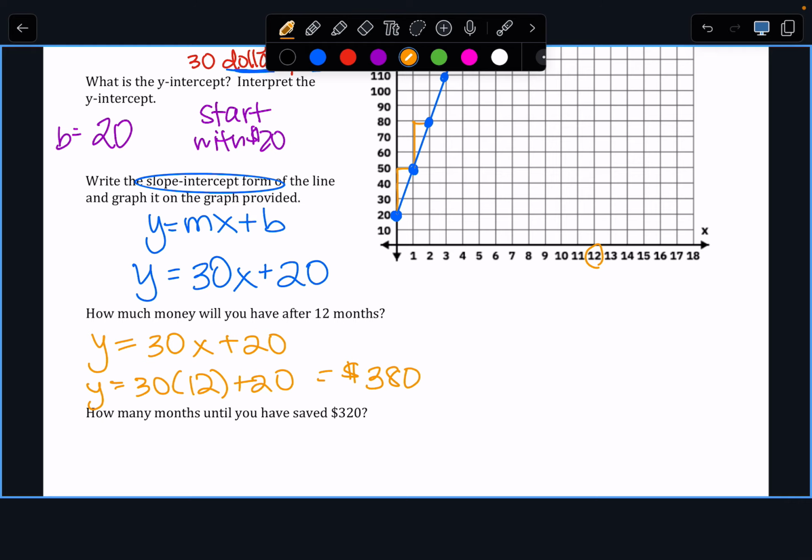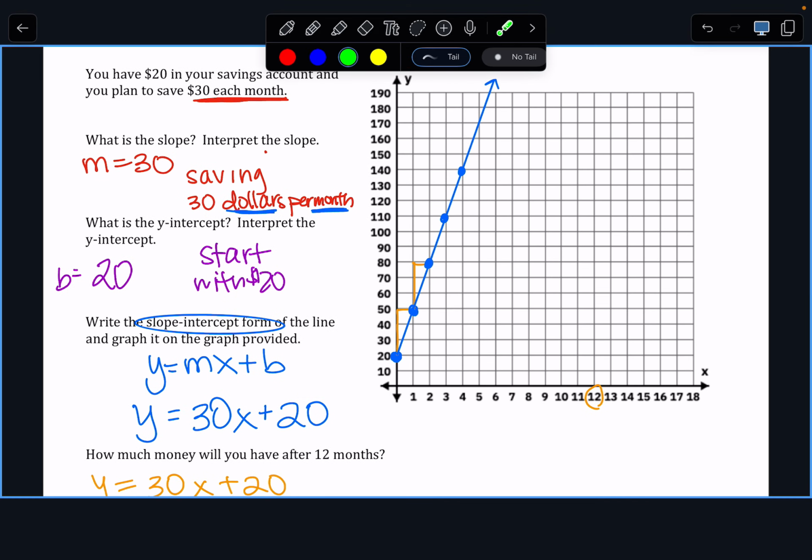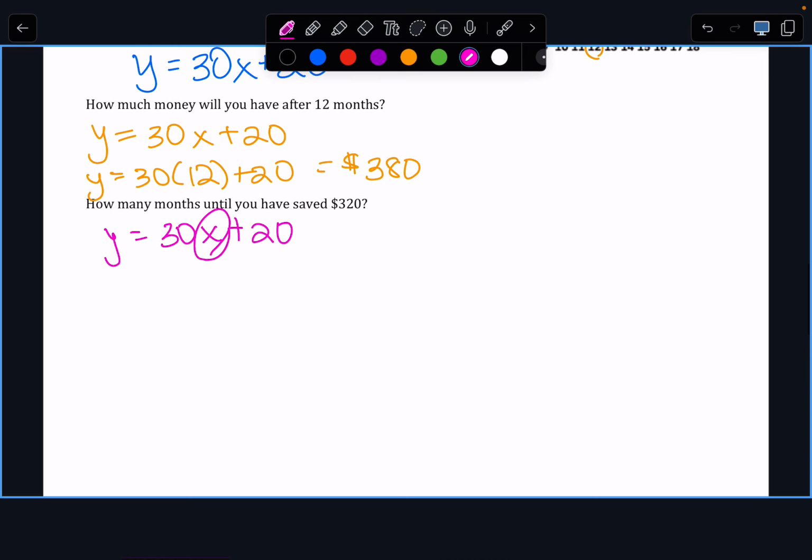Now, in the second one, how many months until you've saved $320? Do you see $320 over here? Okay, so we're going to have to do math again. We like math, though. That's okay. So if I want to know how many months until I've saved 320, am I putting 320 in for x right here? No, where am I putting it? That's our total. Well, we're going to eventually have to divide, but what do we need to do first in order to figure out x? All right, yeah, we got minus 20 first.